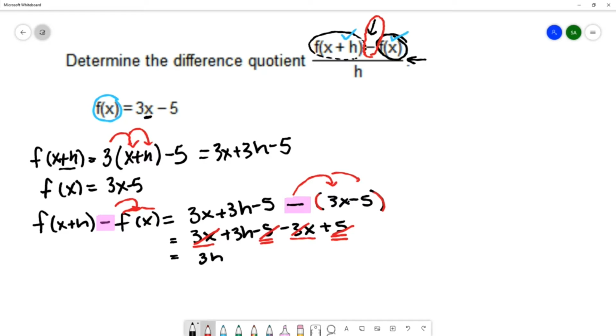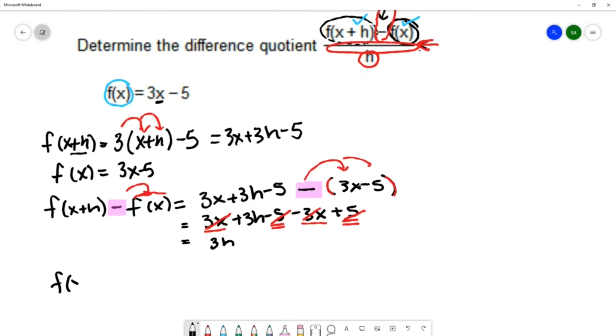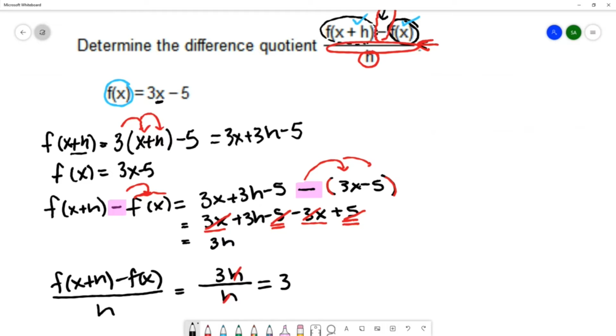So then in my final step, I'm going to take care of this division. This is dividing by h. So for my example, I want to do f of x plus h minus f of x. I'm doing the final step, which is dividing by h. I've already figured out the entire numerator to be 3h. And I want to divide by h. Those h's cancel, and that simplifies to be 3. So the difference quotient for f of x equals 3x minus 5 is 3.